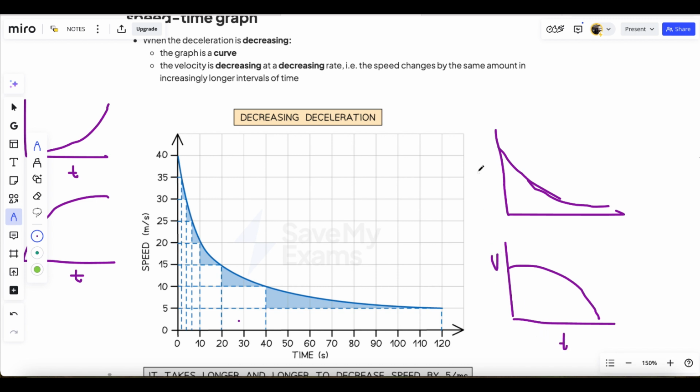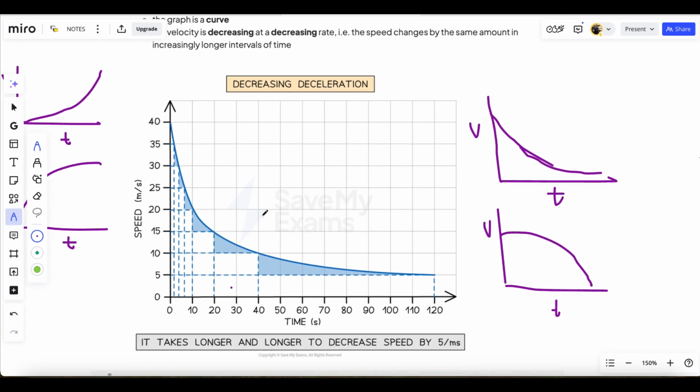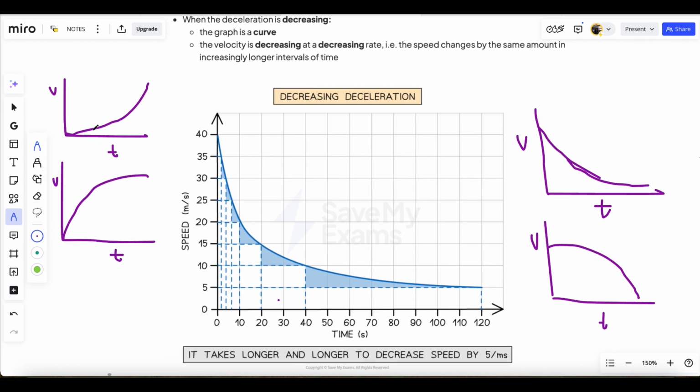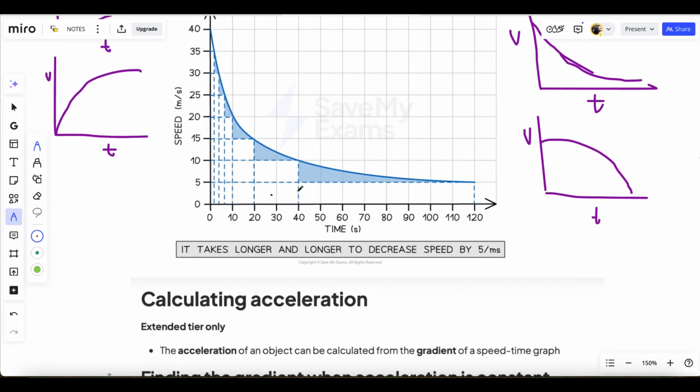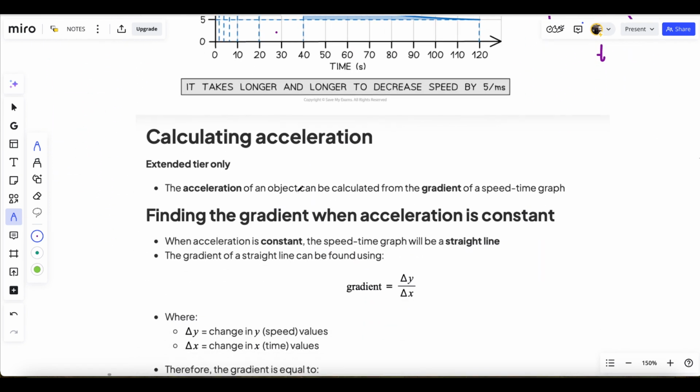We need to be able to understand this, because in Cambridge they ask you to describe the motion of the graph. In the Cambridge exam, if they draw a graph like this, they say you should describe the motion of the graph. This is a decreasing deceleration. Why is this increasing deceleration? Why are these two increasing acceleration, and why is this a decreasing acceleration? So they give you a graph in Cambridge and ask you to describe the motion of the graph.